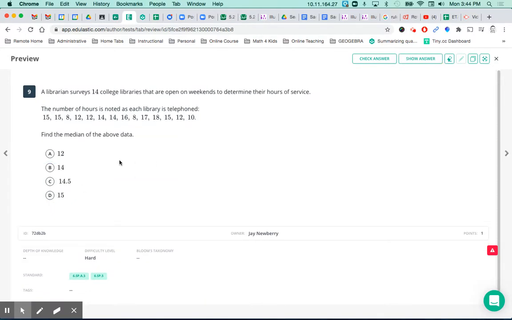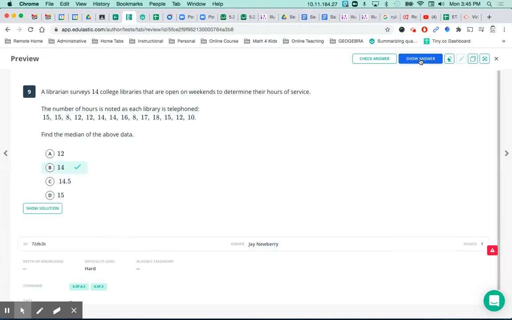Number 9, we're trying to find the median. This is a lot of data points, okay? But you would need to reorder these least to greatest, smallest to biggest, and then cross them out as you go, down the line. Your answer will be 14, but I want you guys to make sure that you're able to do this, putting them in correct order, smallest to largest, and then crossing them out, eliminating until you get to the middle.